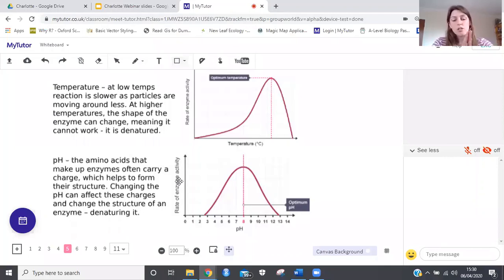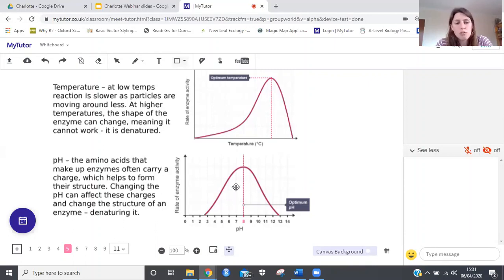As you increase or decrease pH, that affects those charges. And so it means that if you're running at too high or too low a pH, the structure of the enzyme can be affected. So they're not going to be able to fit that lock and key mechanism. They're not going to be able to join to their substrate, their food molecule that we want them to. And so digestion won't be able to take place as fast.